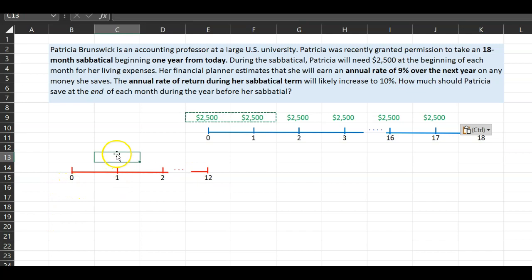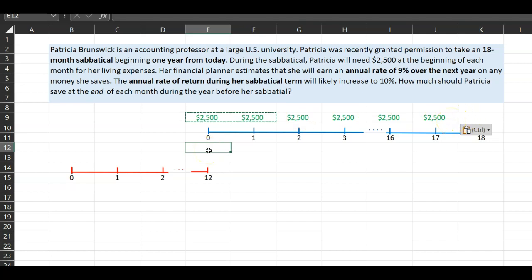And the question is, how much should Patricia save at the end of month 1, month 2, all the way till the end of month 12, so that she can make these withdrawals? For problems like these, I always recommend making timelines like these. And now with these timelines in front of you, you can probably appreciate that this exercise can be broken down into 2 steps. Our first task is to figure out how much does Patricia need at the end of month 12 right here. How much money does she need by this time so that she can make these $2,500 per month withdrawals over the next 18 months.